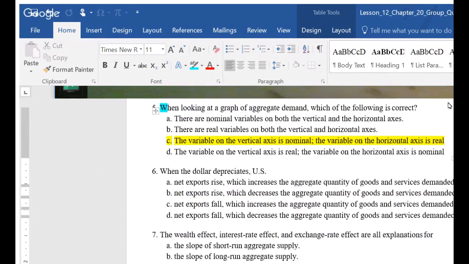For 6, first I had A or B because I thought net exports rose. But then I just said I think A, because aggregate, I didn't actually look that word up, but I'm guessing it means more like domestic. Seems like I wrote down somewhere that when the dollar depreciates, the net export effect, net exports rise. So it would maybe increase the aggregate quantity of goods and services demanded because more foreign people are buying from the U.S., but then again, maybe fewer people in the U.S. are buying because their dollar is depreciated. So I don't really know.